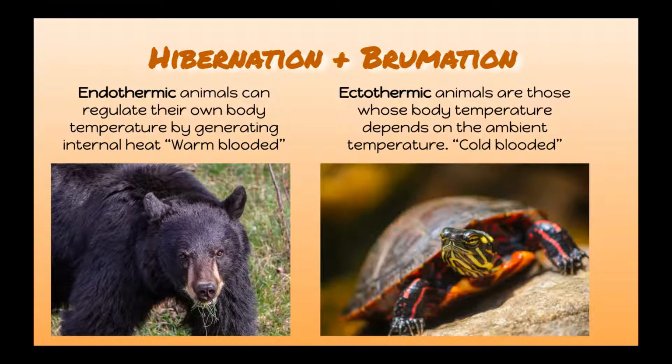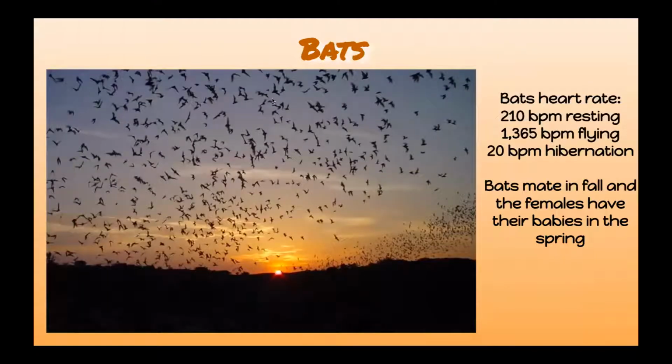So ectothermic animals go through a similar process as hibernation, but it's called brumation. So instead of hibernate, it's brumate. But they do a similar process. It's just another dormant state where they're using less energy. That's all it's about, is conserving energy.